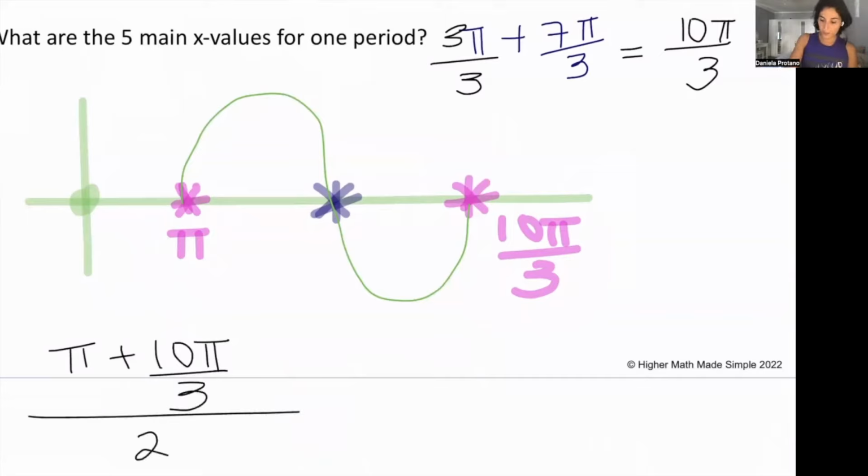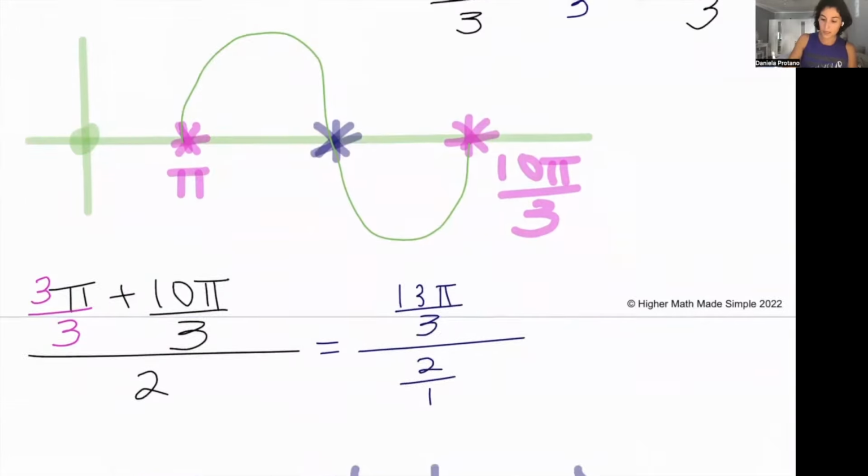Again, those algebra 1 skills: pi is the same thing as 3 pi over 3. Now we have common denominators, so 3 pi plus 10 pi is 13 pi. So that's 13 pi over 3, and then divided by 2. A reminder, 2 is the same thing as 2 over 1. And so how do you do a fraction inside a fraction? People know it as keep, change, flip, or multiplying by the reciprocal. So the flip of 2 over 1 is 1 over 2.